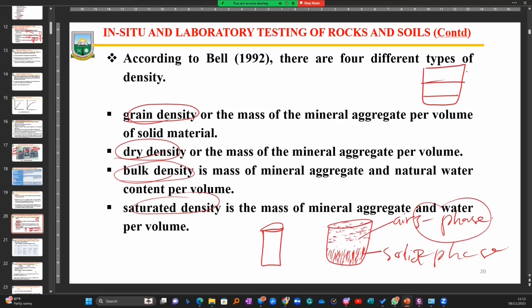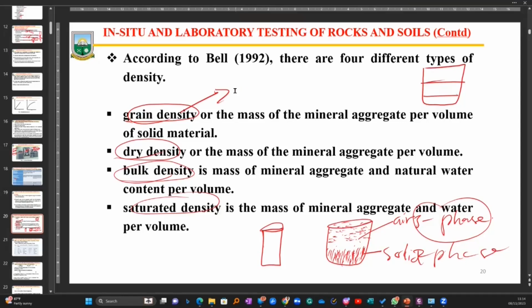So to determine the grain density, you have dried the sample and, assuming it is possible to expel all the air, leaving only the grains that you can touch, you are able to measure the mass of the grains against the volume of the grains. Then you are talking about what? Grain density.